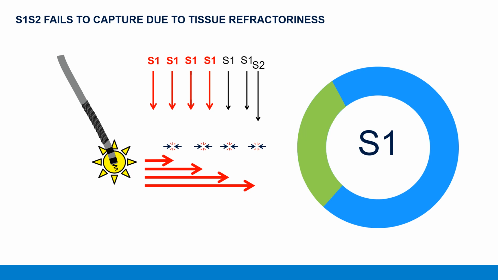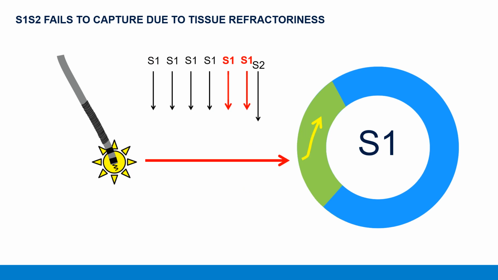In this case, the first 4 S1 beats reclaimed the territory just as before. The next 2 S1 beats accelerated the tachycardia by entraining it. And the S2 beat, unfortunately, was delivered so early that it hit refractory tissue. It didn't propagate at all to get to the circuit.